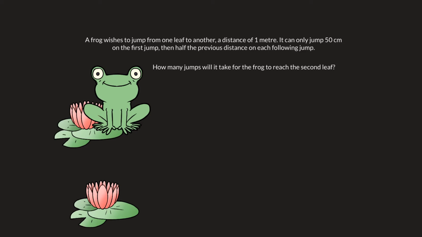Looking at a problem now with that: a frog wishes to jump from one leaf to another, a distance of 1 meter. It can only jump 50 centimeters on the first jump, then half the previous distance on each following jump. How many jumps will it take for the frog to reach the second leaf? Its first jump is going to be 50 centimeters, its second jump 25, its third jump is 12.5, its fourth jump is 6.25, and that's going to continue on.